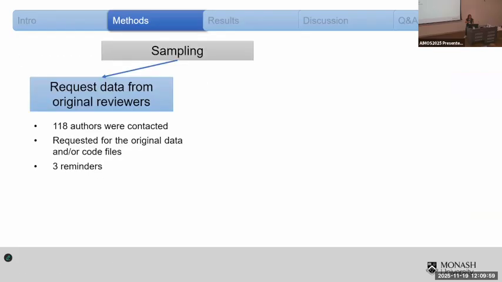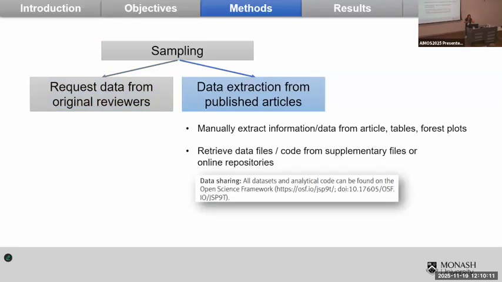So with these 121 meta-analyses, we first approach the original reviewers by email, trying to request any data or code that they used in the conduct of that meta-analysis. If they didn't reply, we go into the study itself, the supplementary files, and any data sharing links that they have, and try to get all the data and the code we need to reproduce.